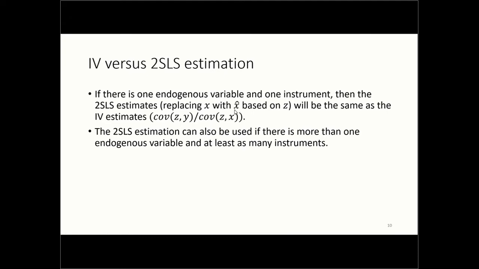So this approach will be the same as obtaining the IV estimates, which used the formula of the covariance of z and y divided by the covariance of z and x. Basically, we would obtain exactly the same coefficients, whether we use the two-stage least squares estimates or the IV estimates. Now, we can also do two-stage least squares estimation if there's more than one endogenous variable, and we need to have at least as many instruments as endogenous variables.